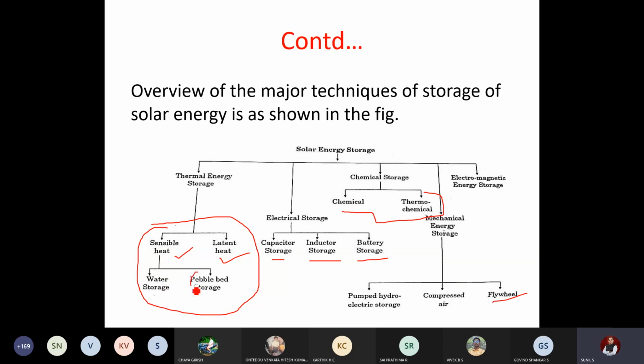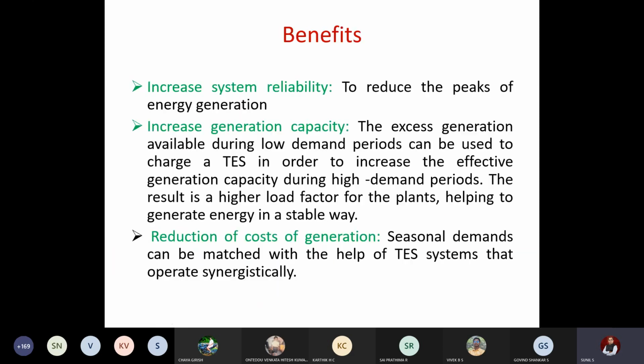So already pebble bed storage we have discussed, the rock storage mechanism. Some more important, simple examples I have listed to make you better understand. So what are the benefits of this storage? You can rely upon the system more.